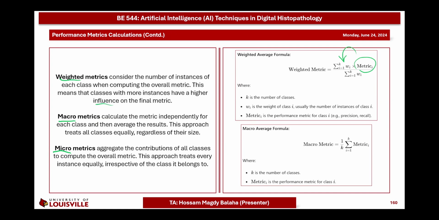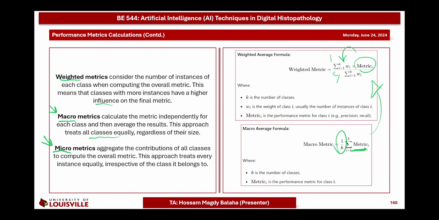So if you have an imbalanced dataset, the classes with a higher number of instances will get higher influence on that metric. Macro metric: it calculates the metric independently for each class and then averages the results. This means you are treating all classes equally regardless of their size. So you will calculate the metrics and divide it by the number of classes. It can look similar to the weighted average formula, but instead of getting a weight, you are setting the weight to be 1 over 4. You are giving the same weight for all classes.